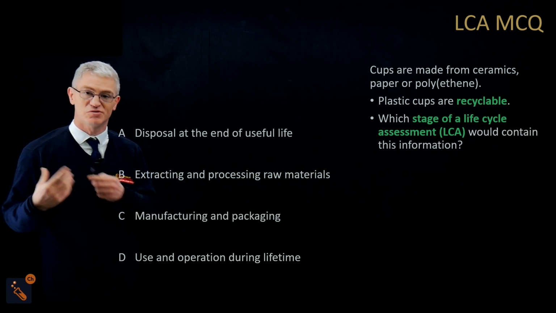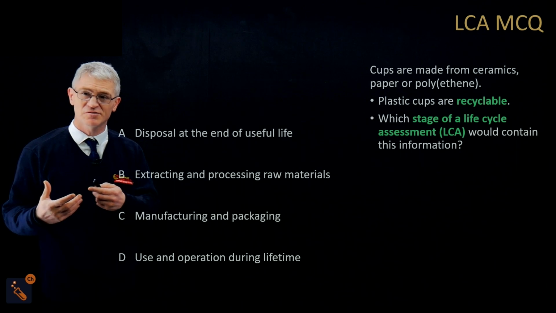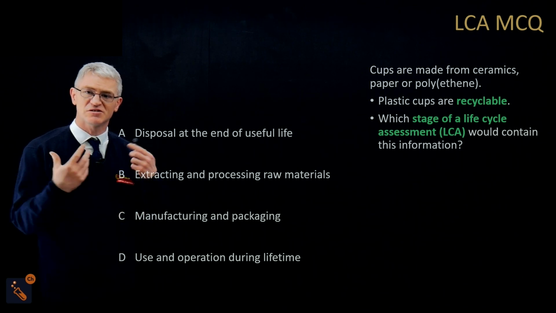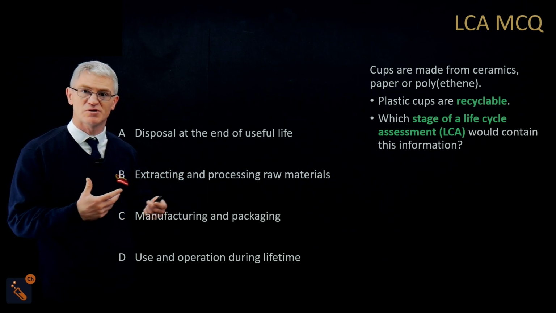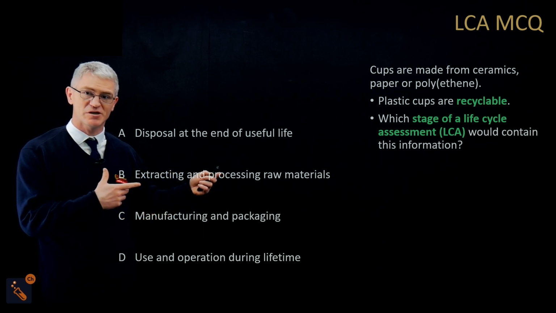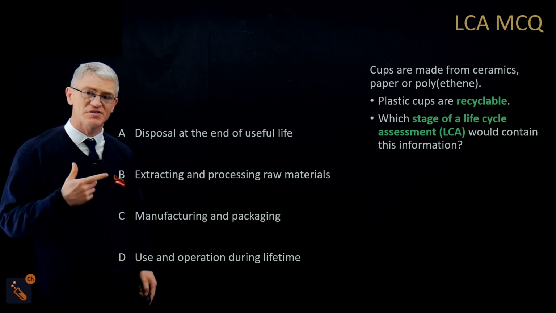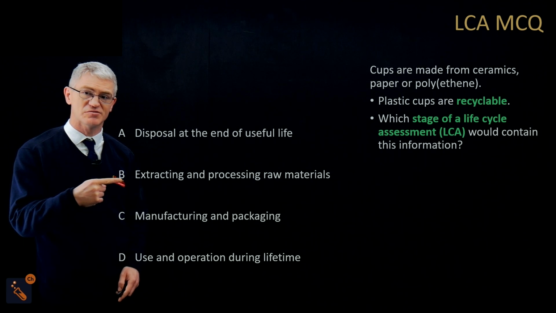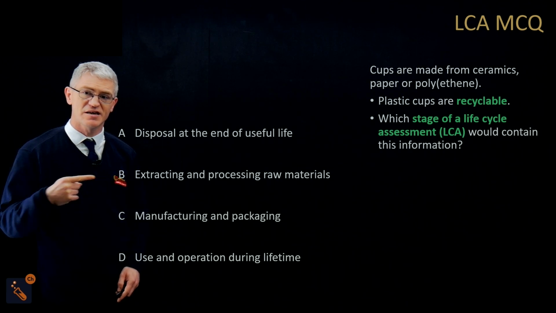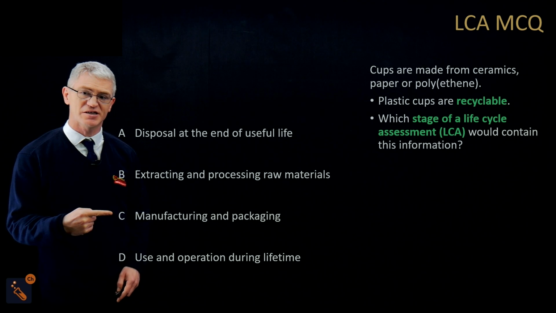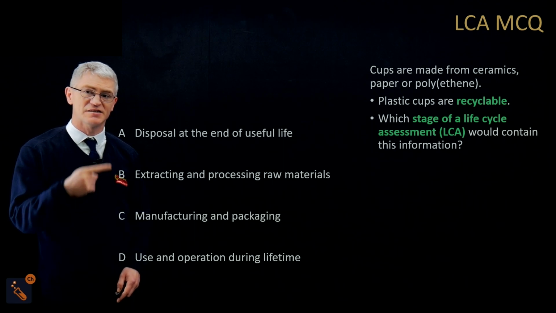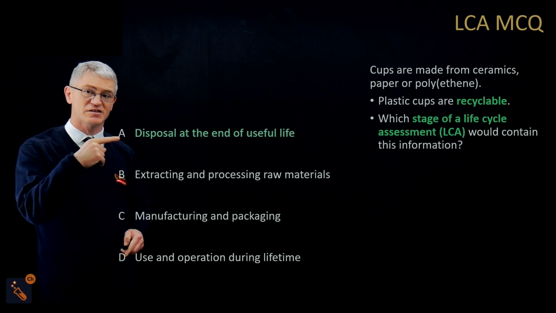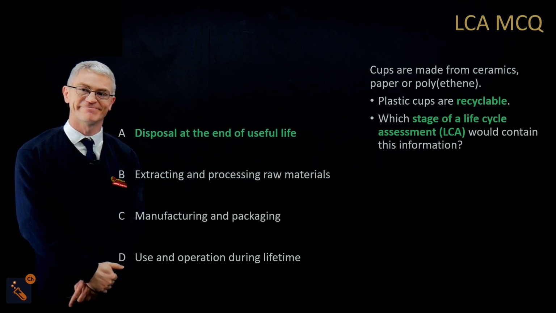You produce it, you use the raw materials, and we'll talk about these 4 levels. You do the raw materials, you transport it, you use it, and then you've got to do the disposal. And it's in the disposal part. So if you think about it in terms of order, it's going to be extracting the raw materials first, and then you're going to do the manufacturing and the packaging, then you're going to use it, and then you're going to dispose of it. And when you dispose of it, that's when you're going to recycle it. So the correct answer is A.